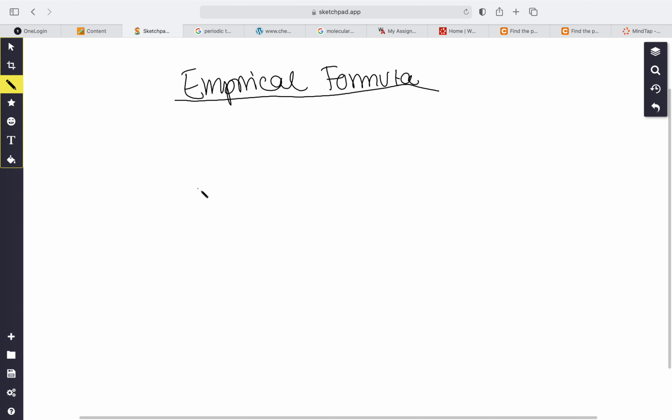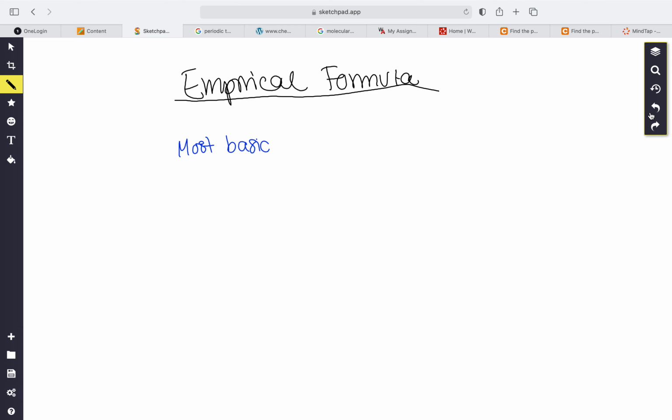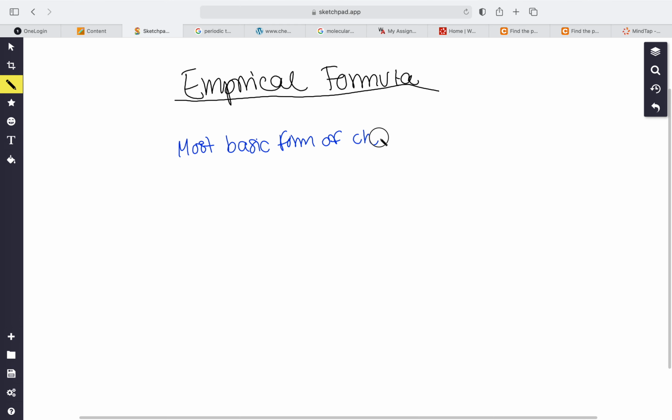Alright, so empirical formula. So I'm gonna list out the steps that I kind of like to do for these, and kind of like the suggested steps to make it easy. But let's talk about what an empirical formula is. It's basically the most basic, like broken down, I guess, most basic form of a chemical formula.